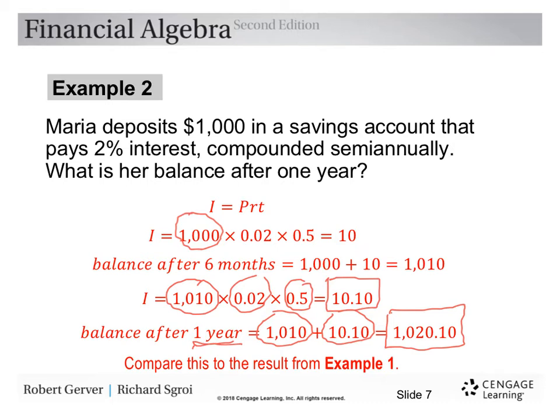It's very close, but she's made more money. Granted, it's not a lot of money. It's only 10 cents more. But by having the same interest, but having it compounded semi-annually rather than annually, she's made more money.